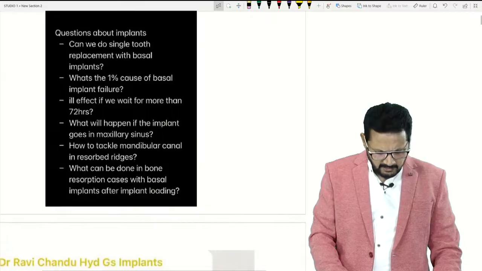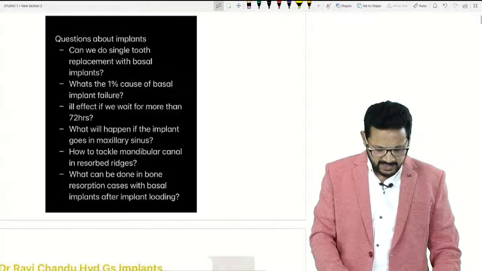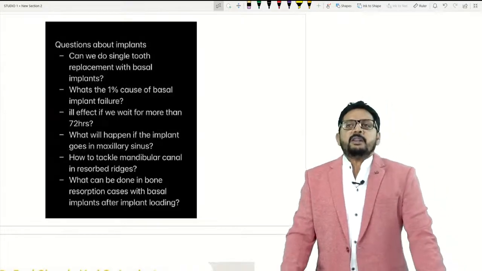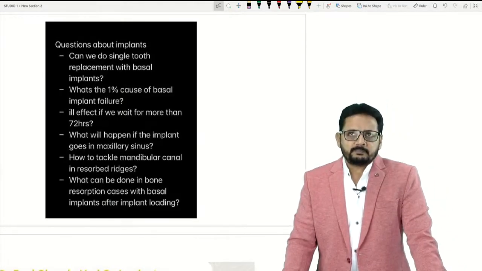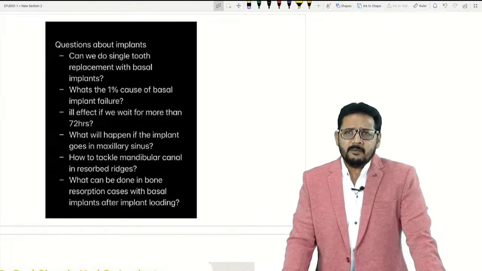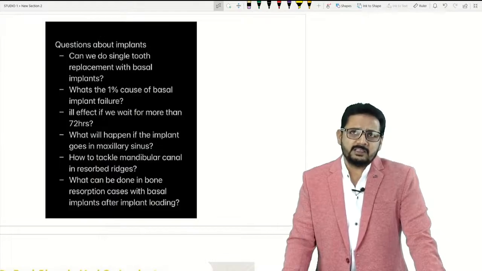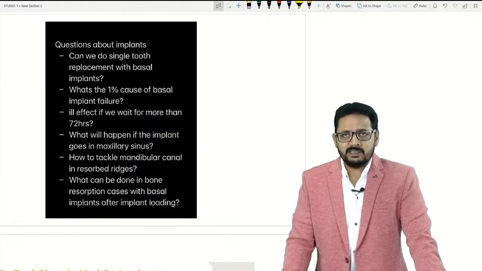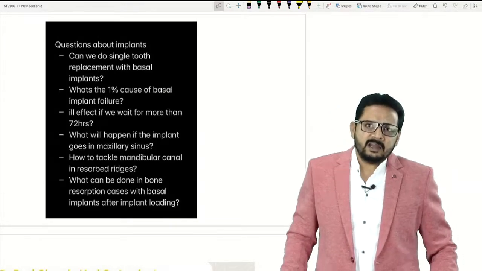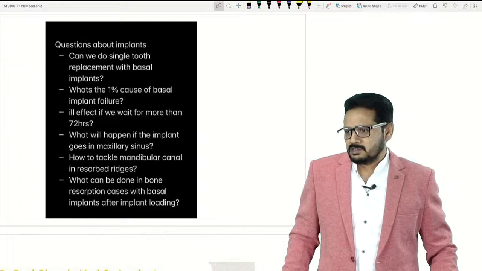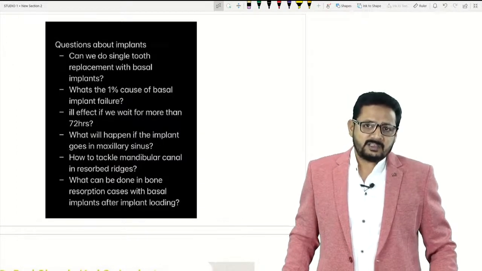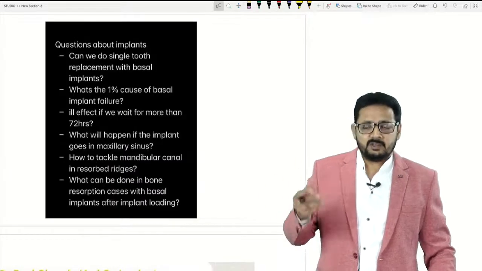Next, what can be done in bone resorption cases with basal implants after implant loading? Now, if you remember, in module 1 I said the peri-implantitis is zero, I can say not even minimal, in cases of basal implants, because they are highly polished surfaces, right? So when there is no chance of a smear layer formation, when there is no chance of debris accumulation, where is the chance of, first of all, peri-implantitis, which eventually leads to bone resorption?